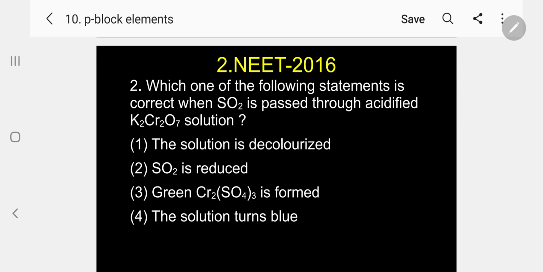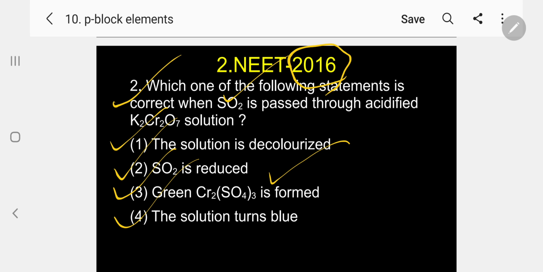Which one of the following statements is correct when sulfur dioxide is passed through acidified potassium dichromate solution? Asked in 2016. Options: A. The solution is decolorized. B. Sulfur dioxide is reduced. C. Green chromic sulfate is formed. D. The solution turns blue.